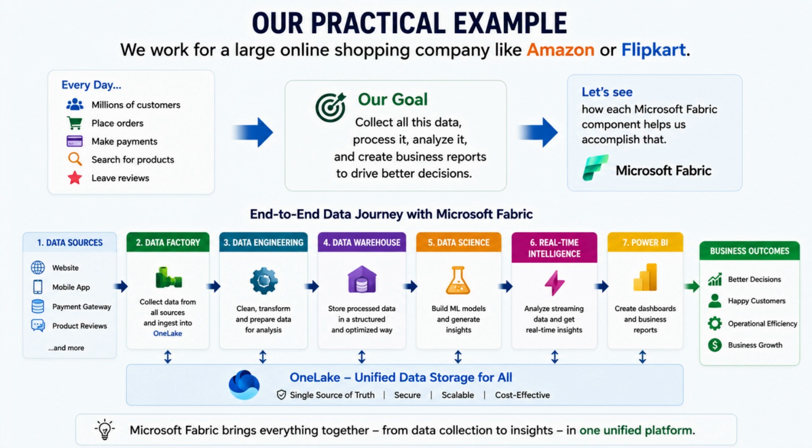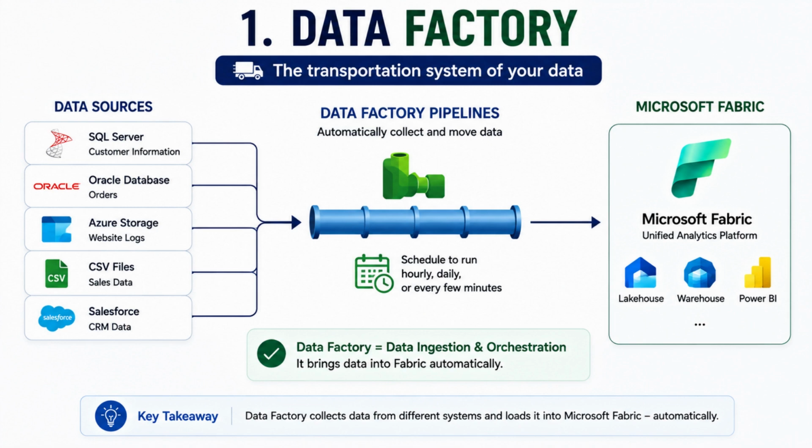So let's see the Microsoft Fabric components overview. Microsoft Fabric consists of several integrated workloads. The major components are data factory, data engineering, data warehouse, data science, Power BI, real-time intelligence, and OneLake. Although each component has a different purpose, they all work together inside the same platform. So let's understand them one by one. First, we will see the data factory.